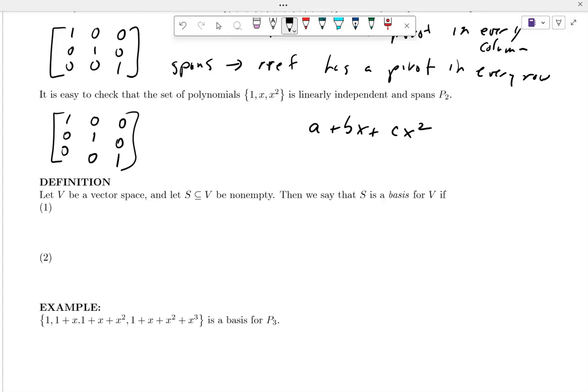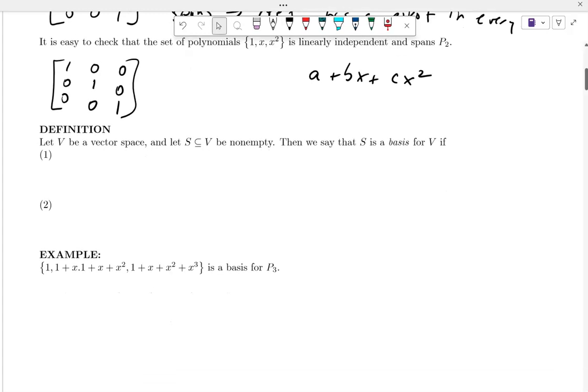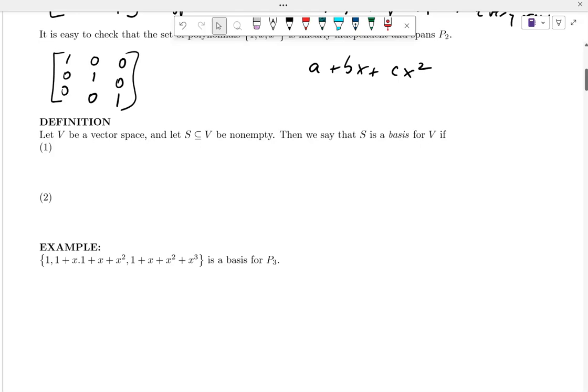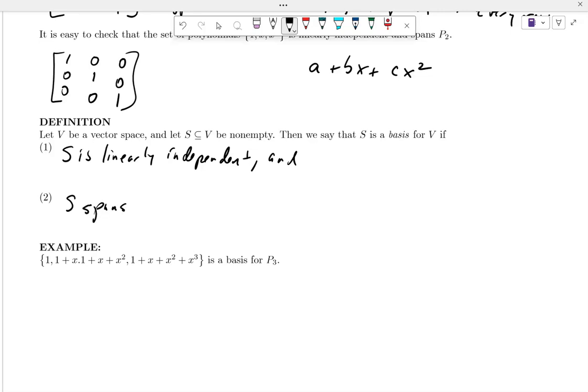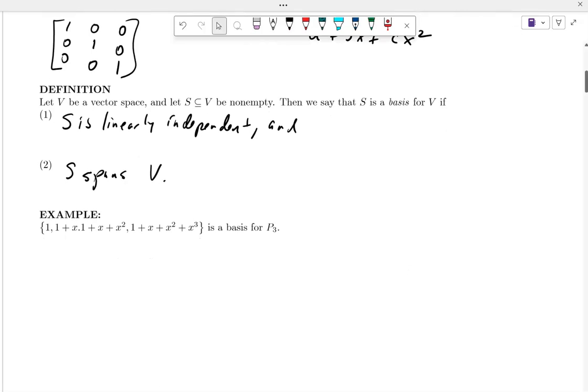So this gives us the idea of the definition for a basis. If we take a subset S of a vector space V, then we say that S is a basis for V if, 1, S is linearly independent, and 2, the set spans. All right, so in this example, we're going to show that this set is a basis. We want to show that it's linearly independent and it spans.